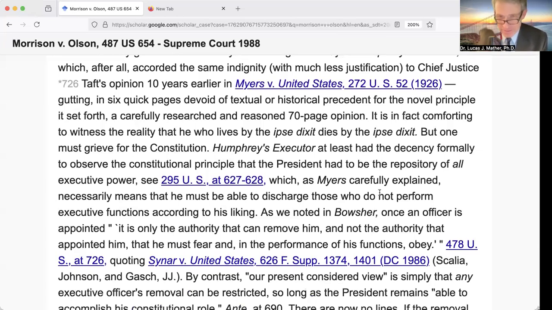Amen, brother. Amen. Preach it. One must grieve for the Constitution. That's worth highlighting. One must grieve for the Constitution. Let's bow our heads and grieve right now. I agree with this. One must grieve for the Constitution. And we're grieving for ourselves today, too, because we're our own worst enemies on this.